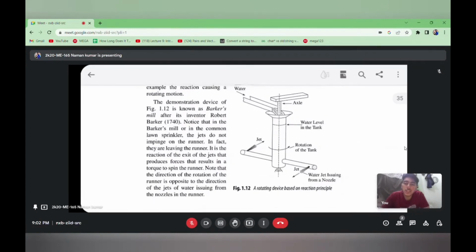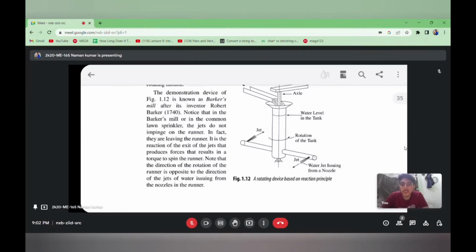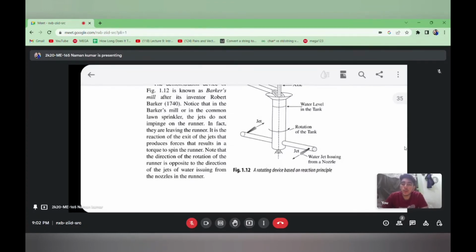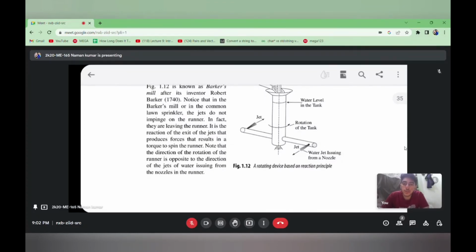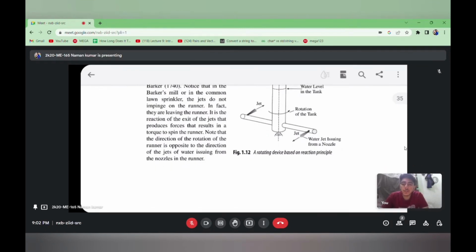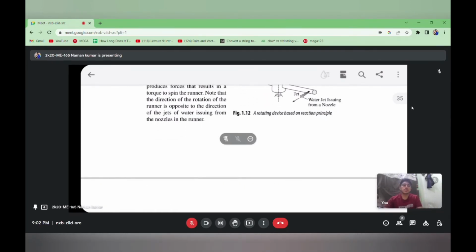The demonstration device, figure 1.12, is known as Barker mill, after its inventor Robert Barker. Note that in the Barker mill, or in the common lawn sprinkler, the jets do not impinge on the runner. In fact, they are leaving the runner. It is the reaction of the exit of the jets that produces forces that result in torque to spin the runner. Note that the direction of rotation of the runner is quite opposite to the direction of the jets of water issuing from the nozzle. So here our topic ends. Thank you.